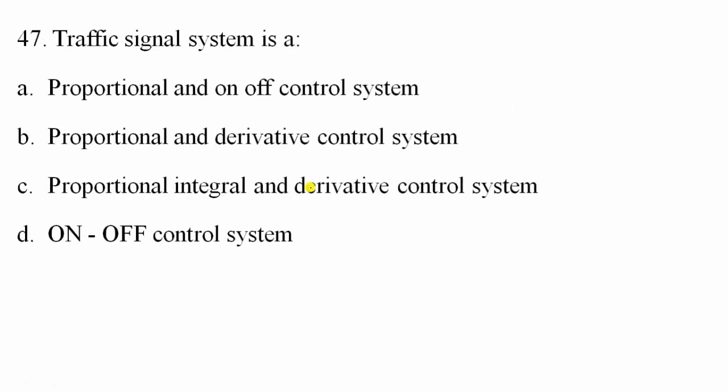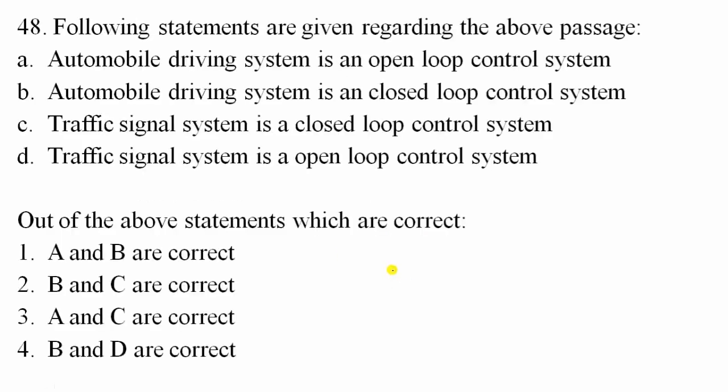47th question. Traffic signal system is a proportional and on-off control system, proportional and derivative control system, proportional integral and derivative control system, or on-off control system. We know that the traffic signal system is similar to an on-off control system, nothing but whether it is red or green. So option D is correct.